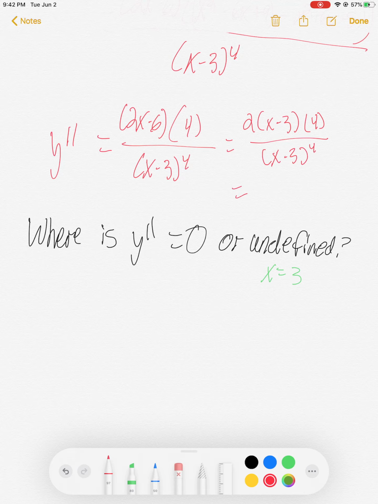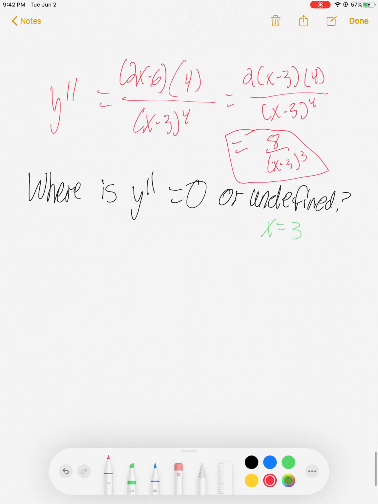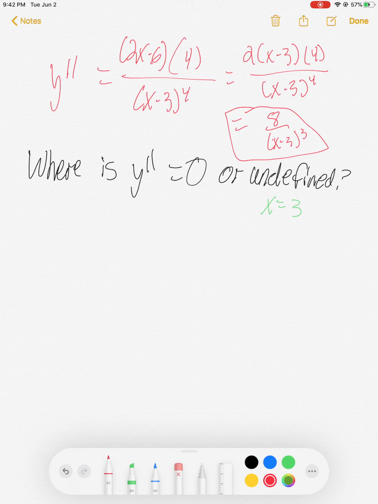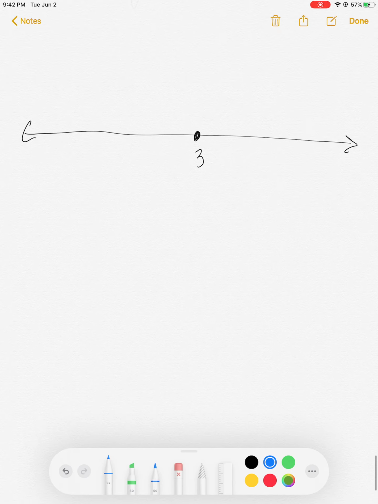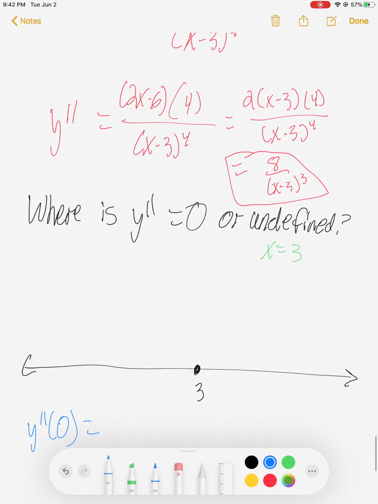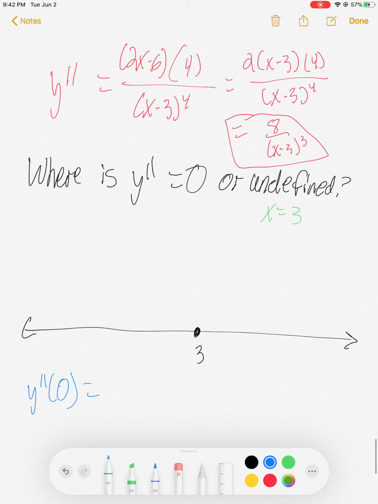Okay, so I can rewrite this derivative I'm seeing as 2 times x minus 3 times 4 over x minus 3 to the 4th. And this is 8 over x minus 3 cubed. Okay, so this is y double prime. So it's undefined at x equals 3. So we're still going to make our number line, but we're not going to have inflection points this time. Okay, so here is x equals 3.